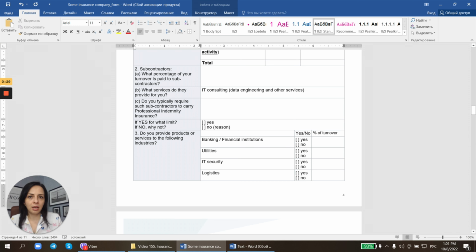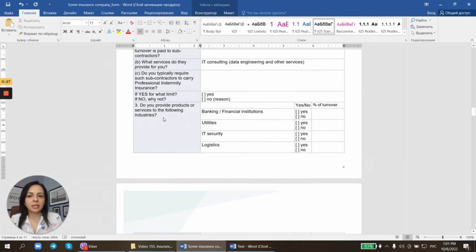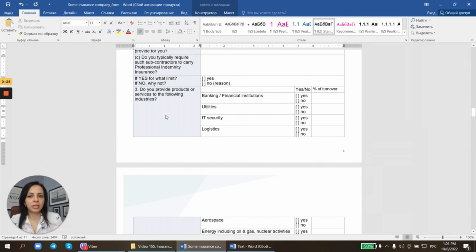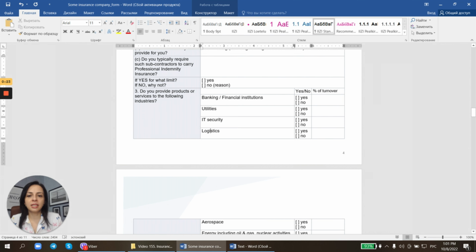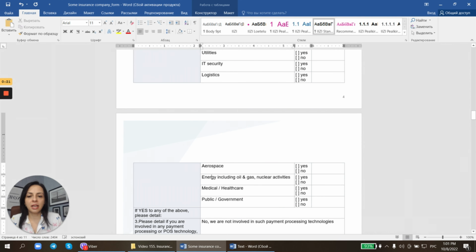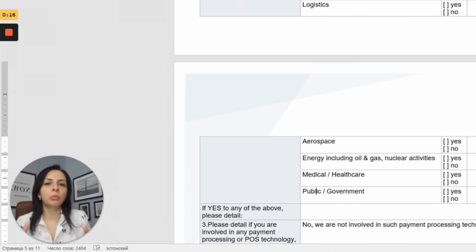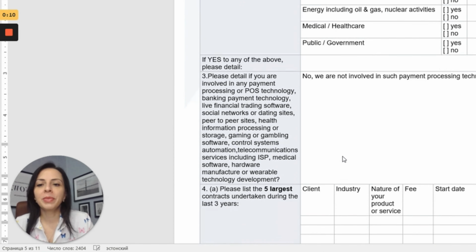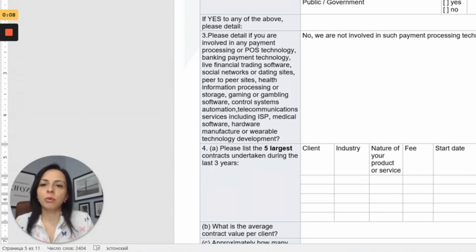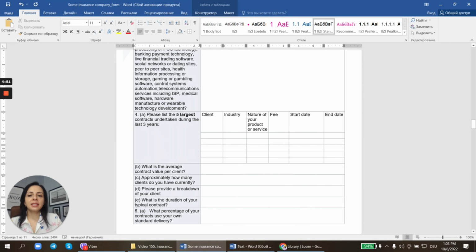If no, why not? Do you provide products or services to the following industries? And these are banking, utilities, IT security, logistics, aerospace, energy, medical, public, government, etc. These are the important industries with which these insurance companies might not want to meddle, okay? If yes to any of the above, please detail. Please list the 5 largest contracts undertaken during the last 3 years.